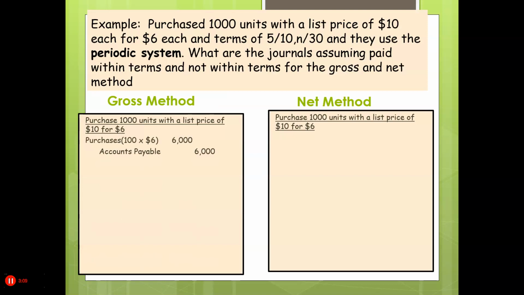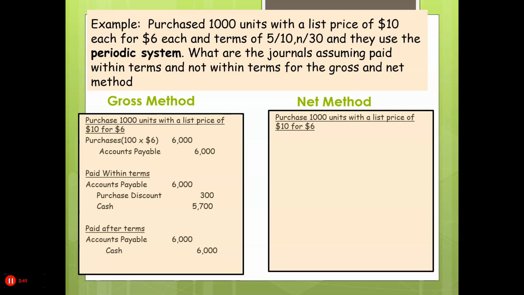So, in our example right here, they purchased 1,000 units with a list price of $10. That cost them, because of the volume, $6 each, with terms 5% if they pay within 10 days, and they have to pay the balance in 30. So, for the gross method, and we're doing periodic, we put purchases at the gross amount, and if we paid within terms, we'd have purchase discount of $300, and that would reduce our inventory costs. If we paid after terms, then we would have no effect on our inventory because the original amount we put in was $6,000.